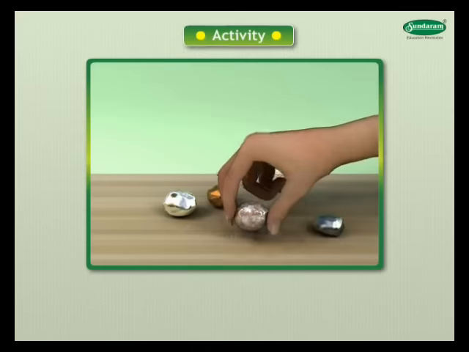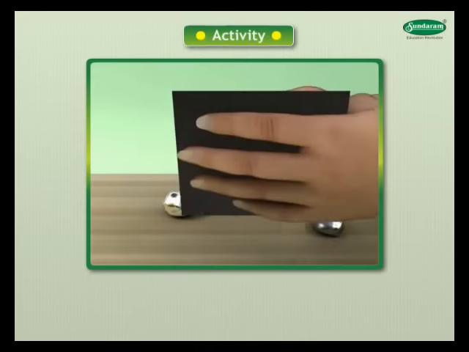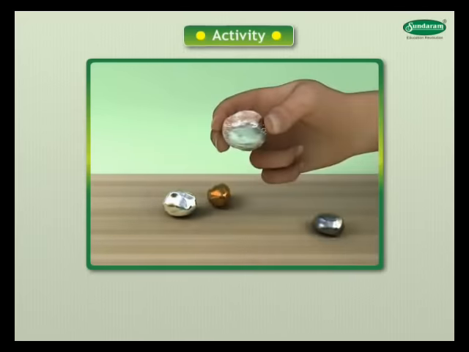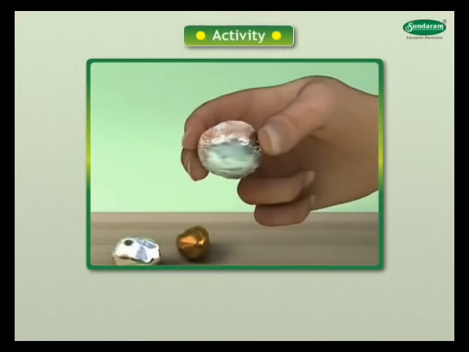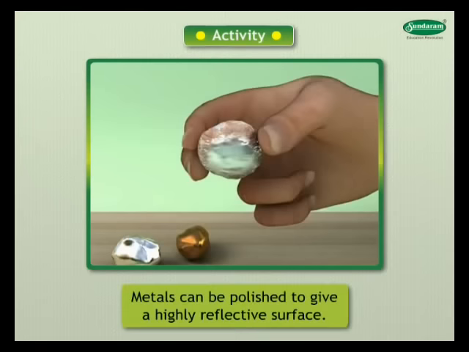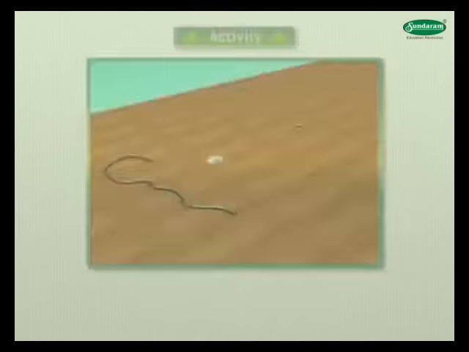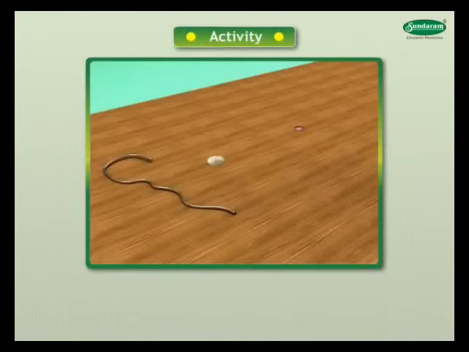Clean the surface of each sample with sandpaper and note their appearance again. When polished, it has a reflecting surface. It is a luster. Metals in their pure state have a shine and can be polished to give a highly reflective surface.